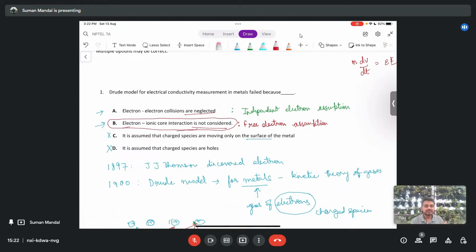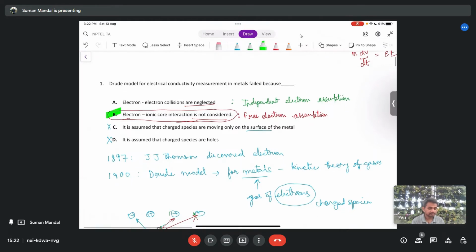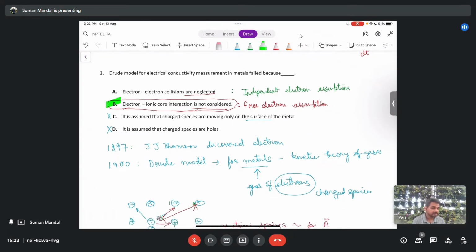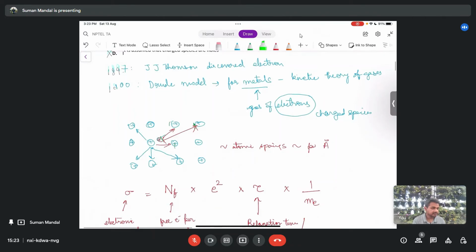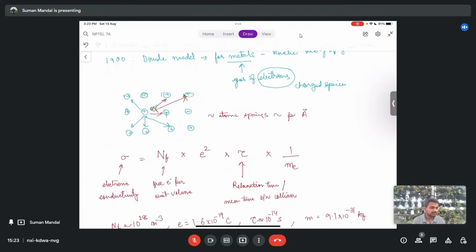I have spent some time on this question to make you understand that even though we have neglected this and we get the correct value of conductivity, some real life examples cannot be explained because we haven't studied the electron and ionic interaction. I hope you understood. Option B is the correct answer. Any questions on this, or can we go to the next question?